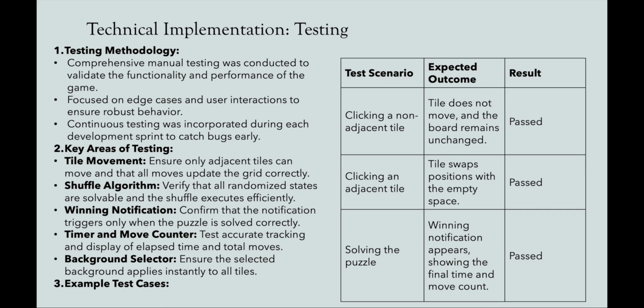And here are some example test cases. We have the test scenario, expected outcome, and the results. A test scenario would be clicking on a non-adjacent tile. Expected outcome: the tile does not move and the board remains unchanged. It did pass this test. Next, clicking an adjacent tile: the tile swaps positions with the empty space. It did pass this test as well. Solving the puzzle: a notification appears showing the final time and move count, and it passed this as well.